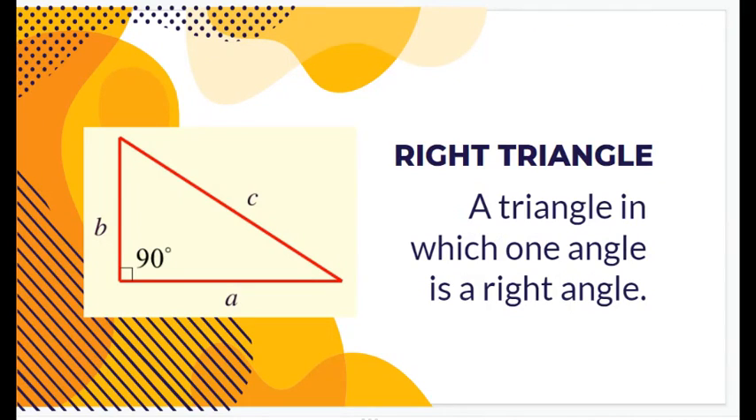Right triangle. A right triangle is a triangle in which one angle is a right angle. So whenever you have a 90-degree angle, that's an example of a right triangle.